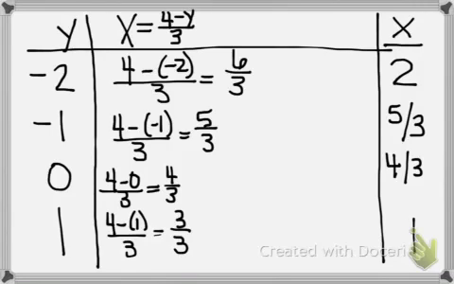When y equals negative 2, x equals 2. When y equals negative 1, x equals 5/3. When y equals 0, x equals 4/3. And when y equals 1, x equals 1.